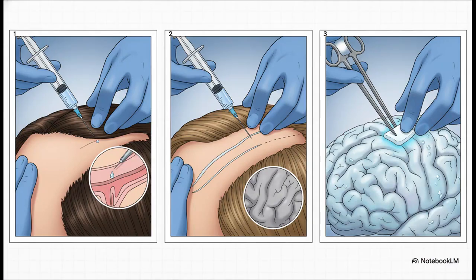So the scalp block is the main event, but we can't forget the details. Meticulous local infiltration at key spots is just as important. Before that Mayfield head frame goes on, every pin site needs to be generously infiltrated with local anesthetic, all the way down to the bone. The surgeon will do the same along the planned incision line.